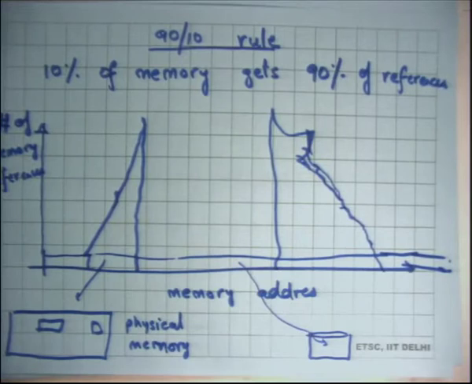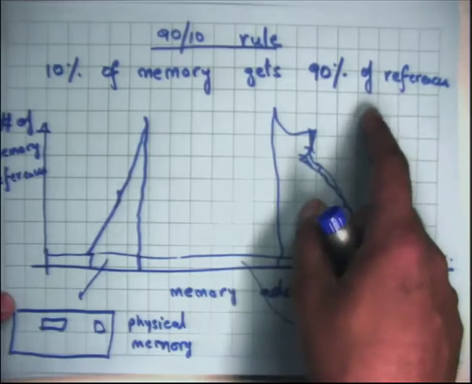The whole basis of caching is that there needs to be some locality, and there's a huge amount of skew. The 90-10 rule says that, roughly speaking, in typical programs 10% of memory gets 90% of the references. So if this 10% of memory is brought into the physical memory, then you already have a very high hit rate. 10% of memory gets 90% of the references.